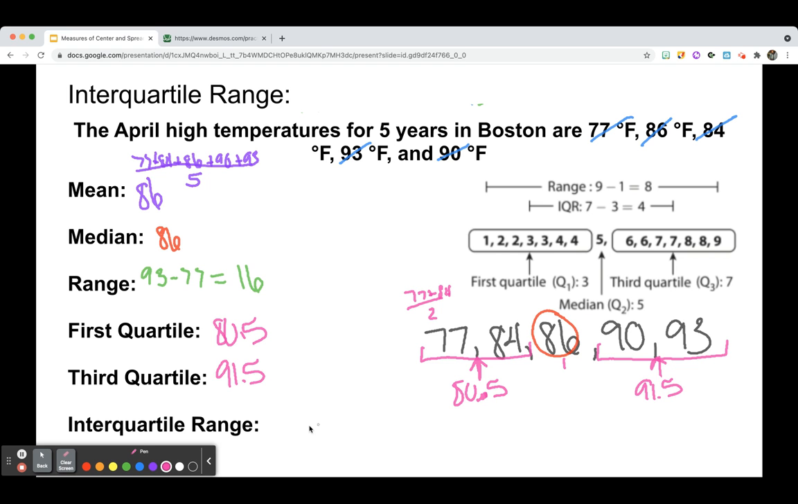Technically, the second quartile is 86. And then the interquartile range. Here are your first and your third quartiles, and the interquartile range is just subtracting those. So if I take 91.5 and subtract 80.5, I get 11. So the interquartile range was 11. Nothing too difficult here in this section, but let's go ahead and do one more.